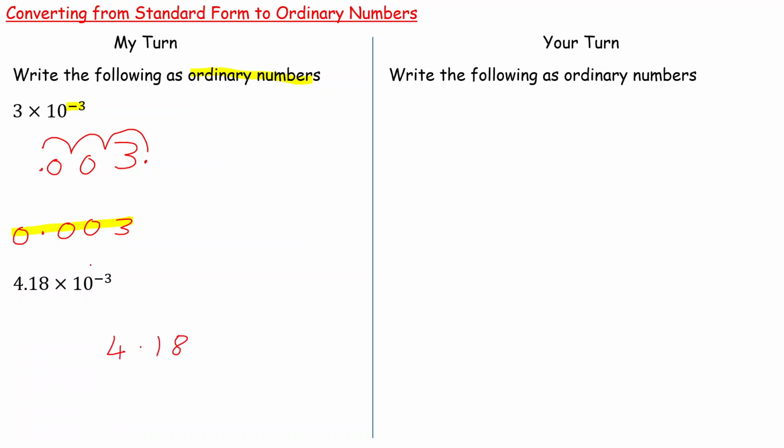4.18 times 10 to the power of negative 3. Again, you go back by whatever this power is, which is minus 3. So your decimal point isn't actually moving, but you can just think about it like this for the time being. It's going back by 1, 2, 3 spaces. You fill in these gaps here with zeros. So we get 0.00418.